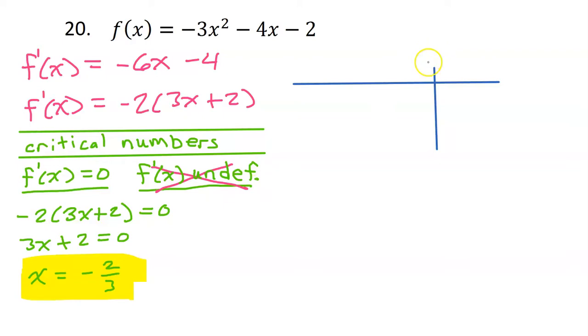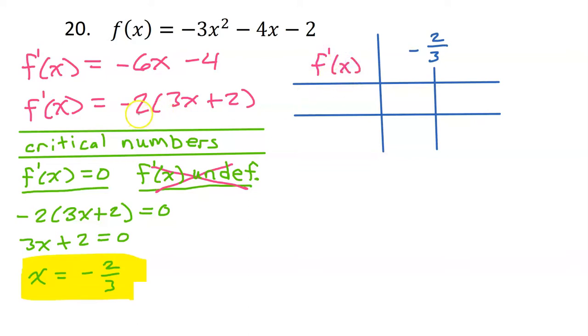Let's put this critical number on a number line so we can make a sign chart. So here is negative 2/3. We have two factors to consider, so I'm going to make two rows here. Be sure to label your sign chart as f prime. I'm going to put negative 2 on its own row and then 3x plus 2. We need to figure out if these factors will be positive or negative in each interval. Well, negative 2 will always be negative, so we can just mark that off.